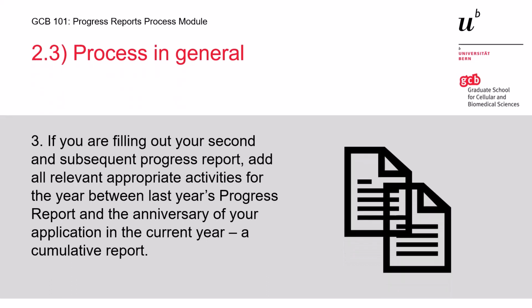Number 3. If you are filling out your second and subsequent progress report, add all relevant appropriate activities for the year between the last year's progress report and the anniversary of your application in the current year. Prepare a cumulative report for each subsequent year. The current report year's information is added to the previous year's documents. Attach 2 to 3 pages to the form with last year's results, summarizing research progress.